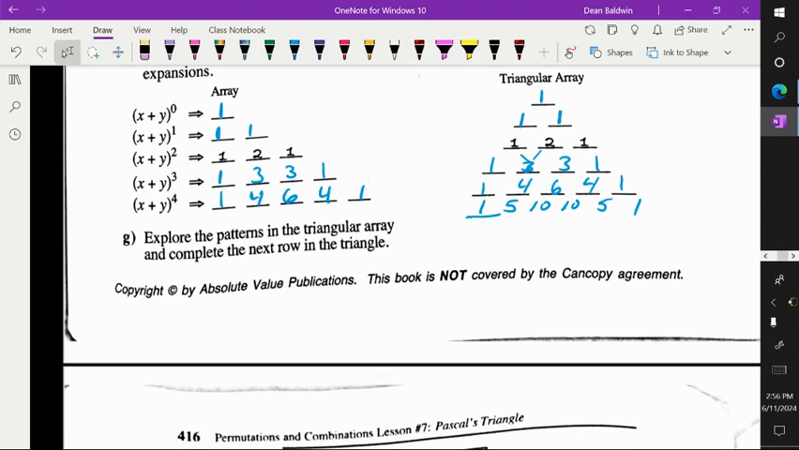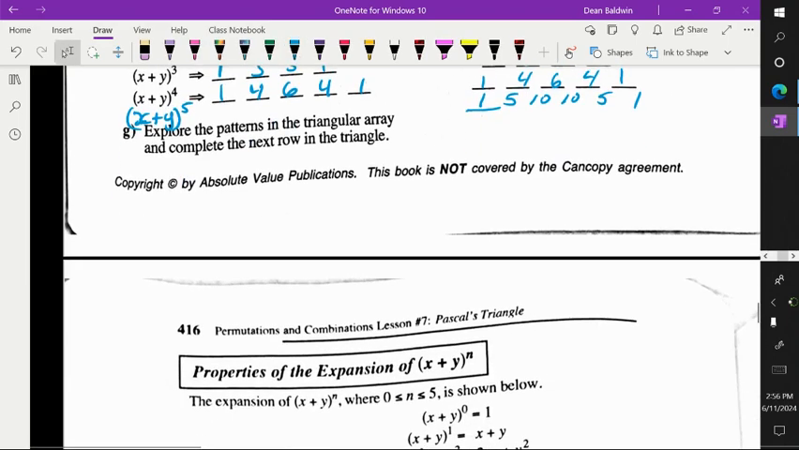So if I said expand the polynomial x plus y to the fifth, instead of writing x plus y times x plus y times x plus y times x plus y and doing that, and that's going to take you a page of work, we know that the first term is going to be x to the 5.